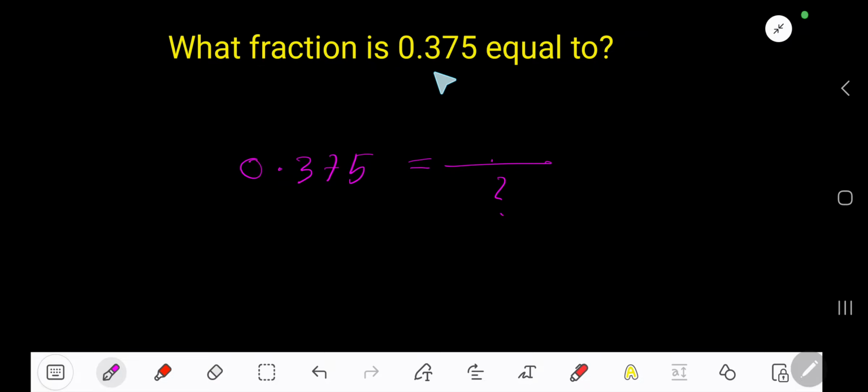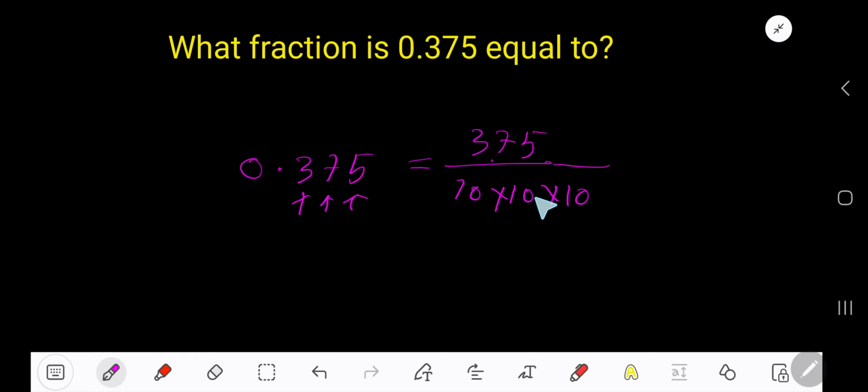What fraction is 0.375 equal to? So you need numerator and denominator. For numerator, just skip this decimal, write the number you are getting. So after skipping decimal, we are getting the number 375. And for denominator, for every digit after decimal, you have to consider 10. Of course, you have to write as a multiplication.